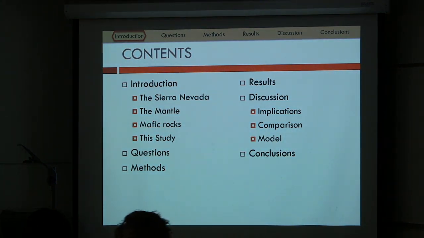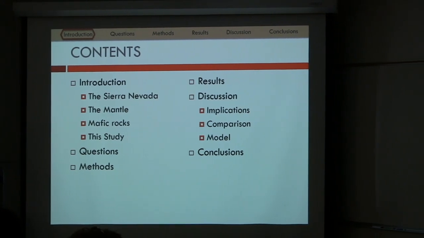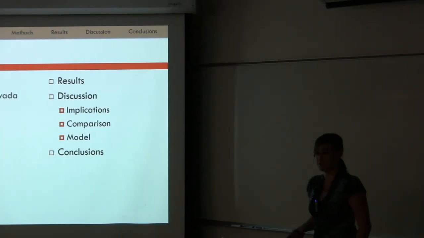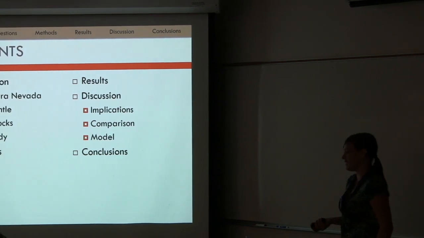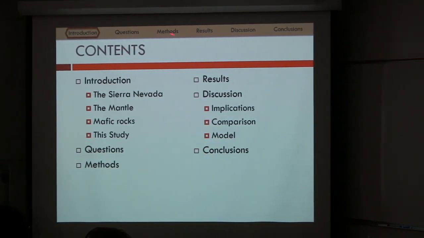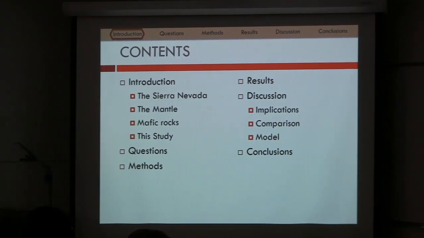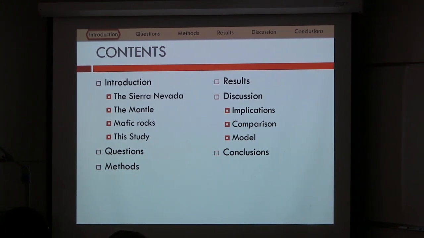So this is the basic outline of how my presentation is going to go. We of course have our introduction and so on. The introduction is going to consist of the Sierra Nevada introduction, the nature of the mantle, mafic rocks, and what we focus on in this study. You can follow along with the basic outline up at the top if you get lost and can't figure out what section we're in, which hopefully does not happen, but just in case.